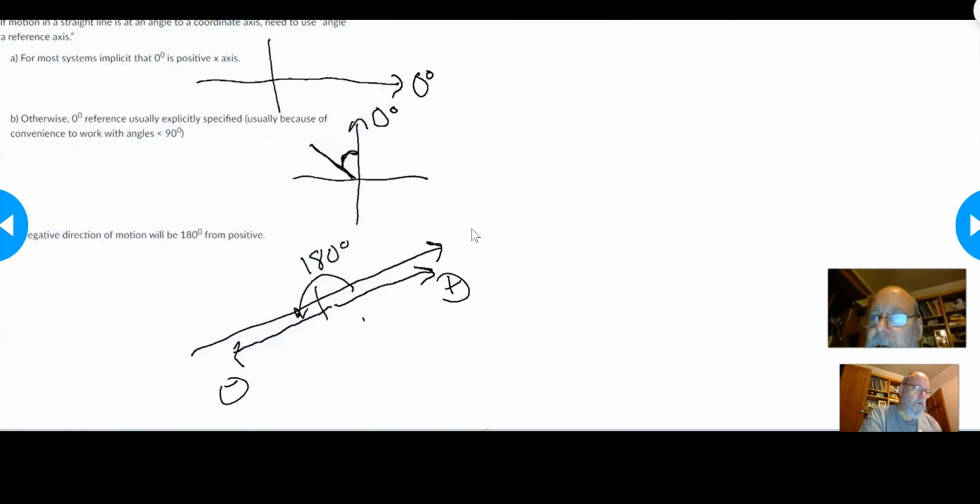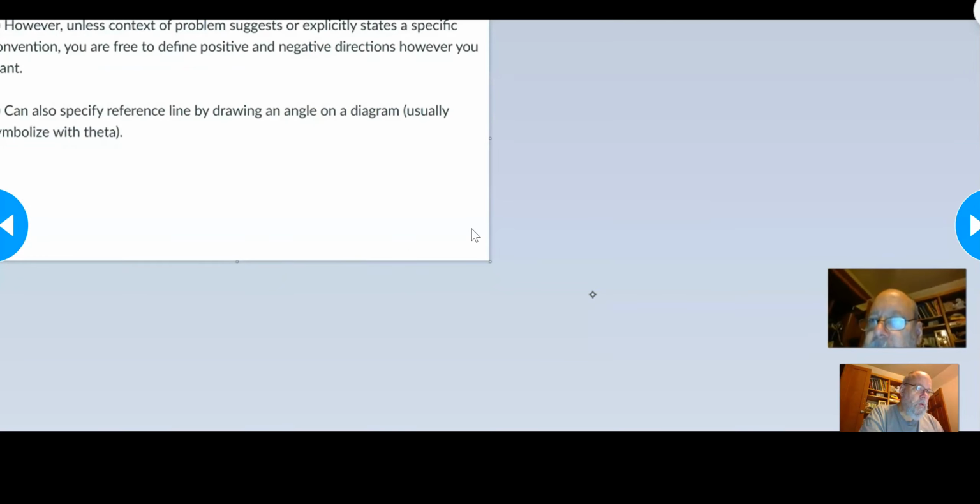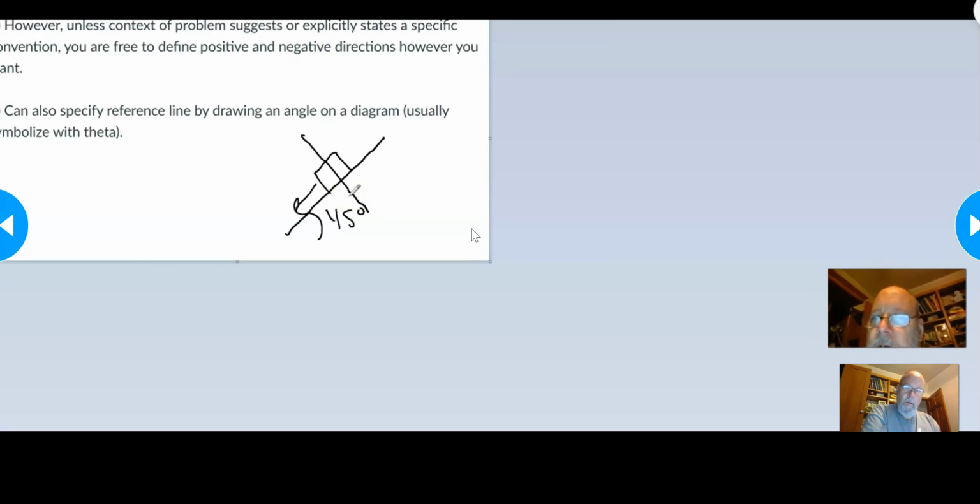Okay, and then finally, unless the context of the problem suggests or explicitly states a specific convention, you're free to define positive and negative directions however you want. And then you can also specify a reference line by drawing an angle on a diagram, usually symbolized with theta. So if I want the motion that's down a plane, for example, I'm usually going to specify that my angle is going to be whatever this angle happens to be, and it looks like it's about 45 degrees. So we would label that as theta. So theta equals 45 degrees here. Okay, so that's the illustrations related to direction.